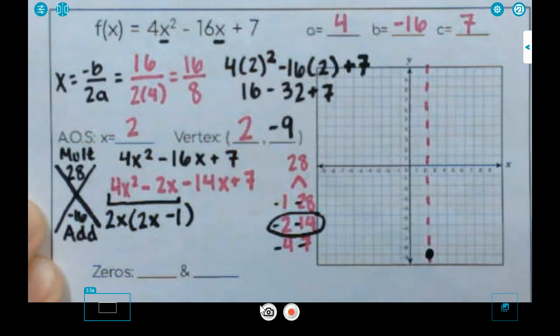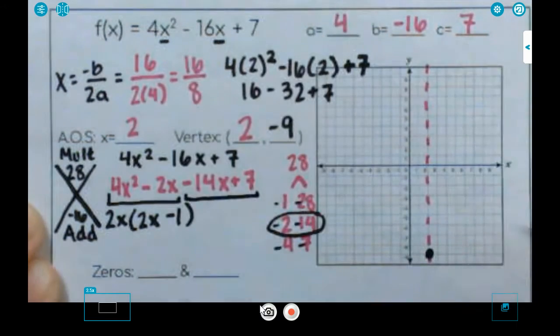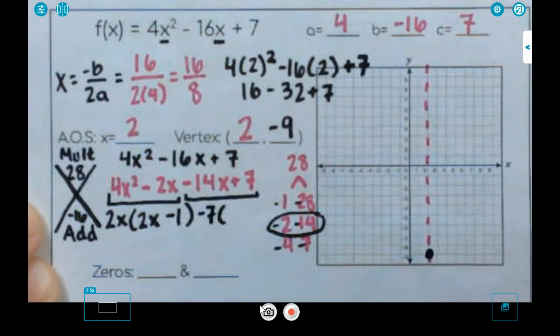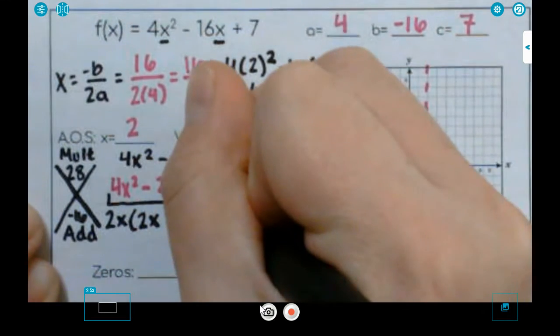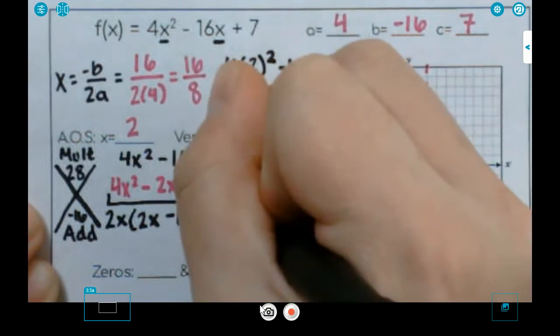Out of negative 14x and plus 7, I can divide both of those by 7. And since the 14 is negative, JP, do you have a question? Pull out a negative 7. So I'm going to divide by negative 7 here. Negative 14x divided by negative 7 is 2x. And then positive 7 divided by negative 7 is negative 1.